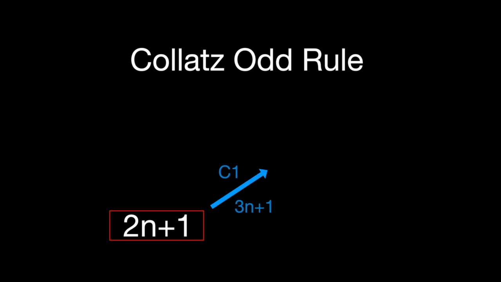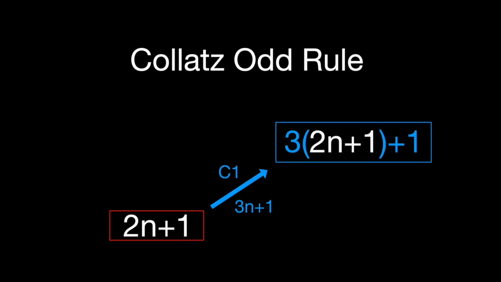We'll do the same thing for the Collatz odd rule. Here you see the 2n plus 1, that's the equivalence class for odd numbers, remainder of 1 when you divide by 2. The Collatz odd rule says I'm going to multiply the starting number by 3, so I've got 3 times 2n plus 1, which is 3 times 2n, which is 6n, plus 3 times 1, which is 3. So I get 6n plus 3, and then I'm going to add 1 to that, and I get 6n plus 4. So if I start with any odd number, I'm going to end up with an equivalence class of 6n plus 4. 6n is part of the modulo 6 equivalence class.